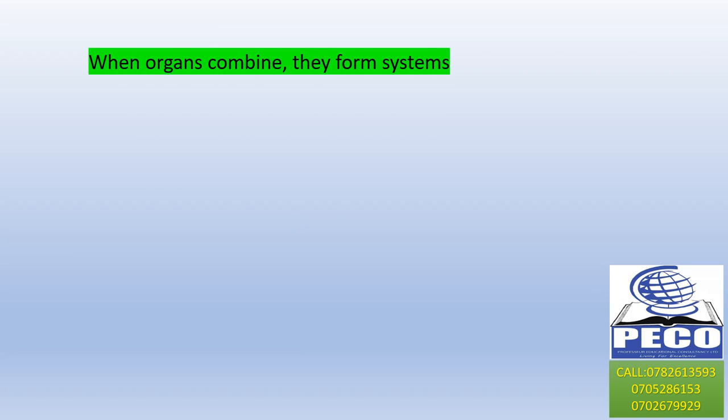Now when organs combine, this is now where you are. When organs combine, they form systems. Do you remember that science? We talked about cells that same. We said cells combine to form tissues. Tissues combine to form organs. And now we are saying organs combine to form systems. Okay? Which systems do you know?